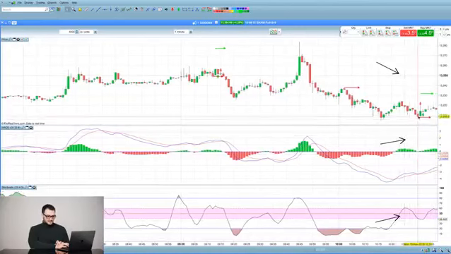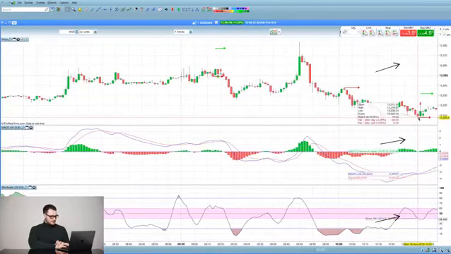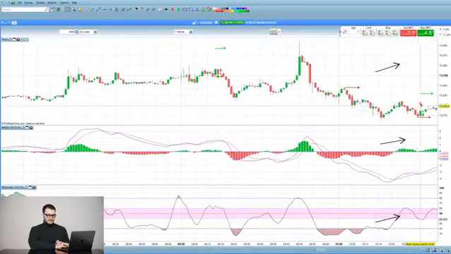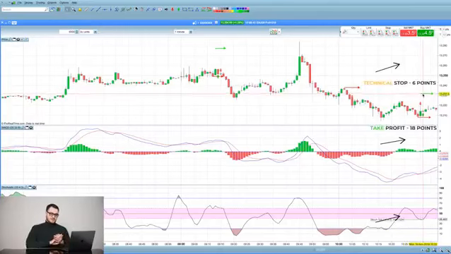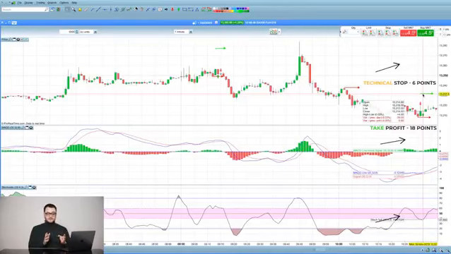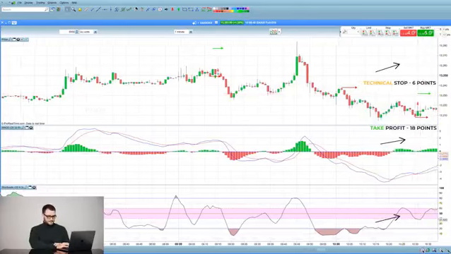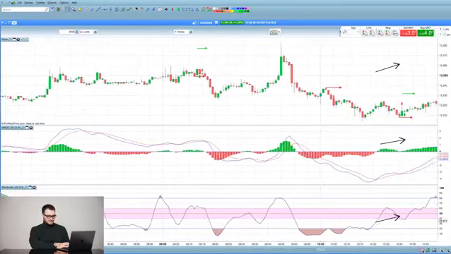And of course, our stop is going to be here. It's going to be quite a short one, 6 points. And our take profit is going to be right here where the green arrow is. And that one is going to be 18 points. So 6 times 3, our take profit is calculated at 18 points. Now let's see what happens.